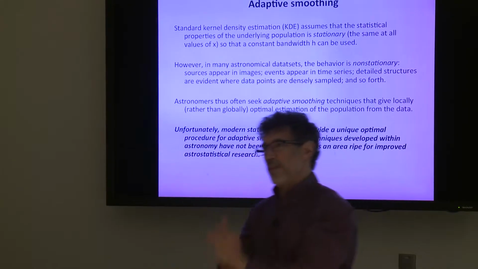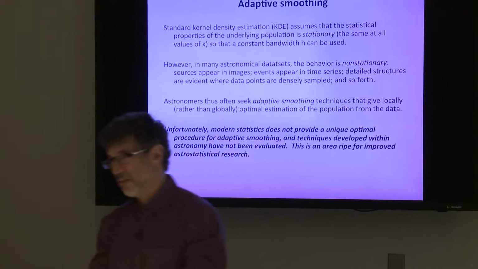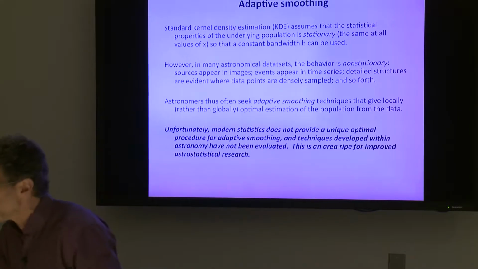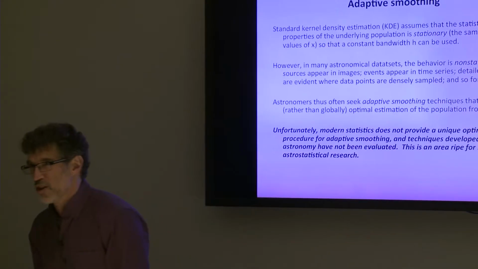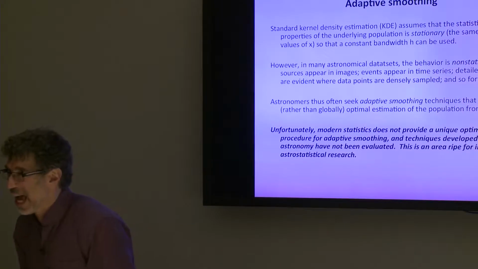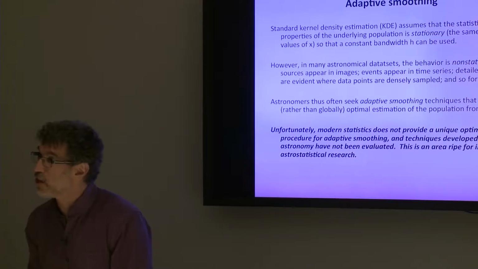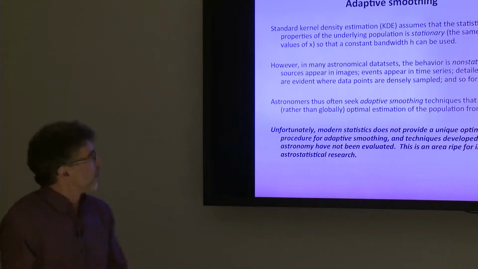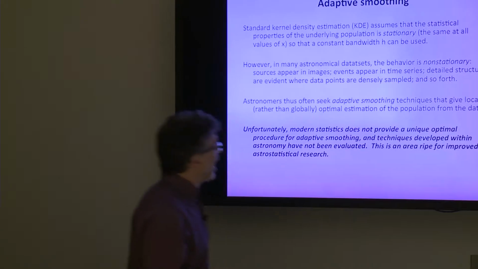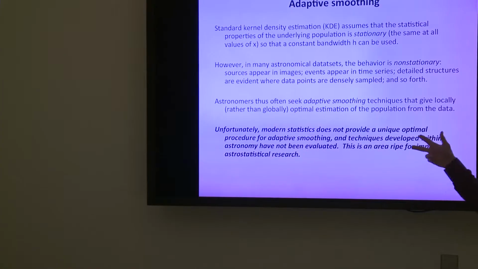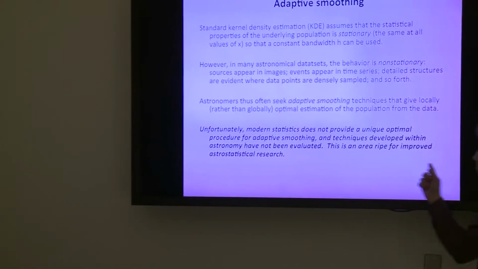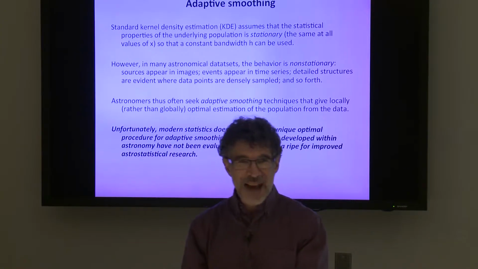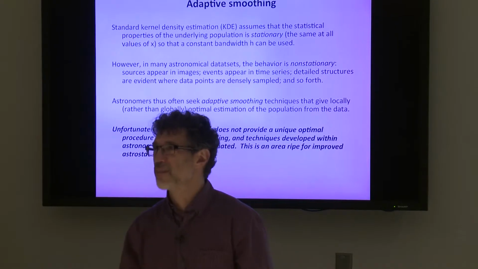So you open up Silverman's book, and you open up Wasserman's book, and you learn about non-parametric density estimation, and do they give you a beautiful chapter on adaptive smoothing? No. You lousy statisticians haven't solved the problem. There are apparently no good theorems, or very few, on adaptive smoothing. So there's no consensus on how to do it, unfortunately. This is an area ripe for improvement.